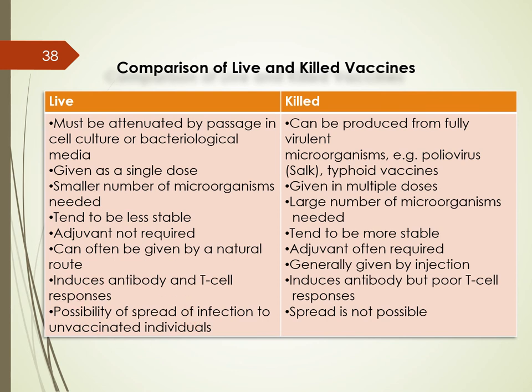Next, the killed vaccine can be produced from fully virulent organisms like your poliovirus and your typhoid vaccines. Given in multiple doses, a large number of organisms are needed, and they tend to be more stable in comparison to your live vaccines. Adjuvants, or substances to prolong and increase antigenicity, are required. Generally given by injection, it induces antibody but a poor T cell response. Unlike your live vaccines, spread is not possible. That is one thing good about it.